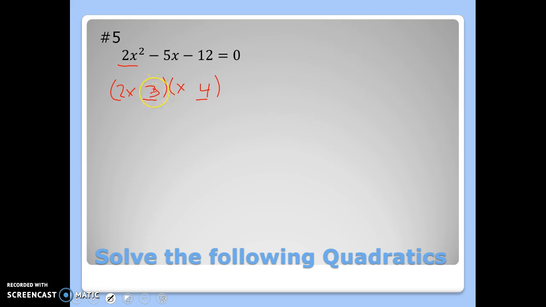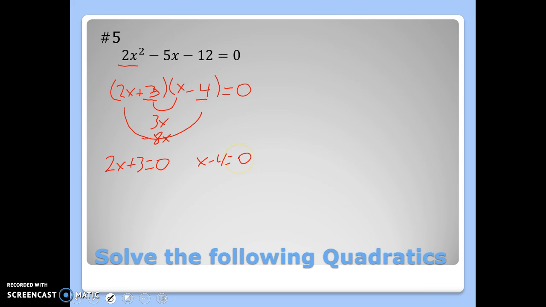then what I'm going to do is I'm going to make the 4 here negative and the 3 positive. Because then I have a positive 3x in the middle, and 2x times negative 4 is negative 8x as my outside terms, and a 3x minus 8x is negative 5x. And that equals 0. So I'm going to set both of these equal to 0. Either the 2x plus 3 is equal to 0, or the x minus 4 is equal to 0.